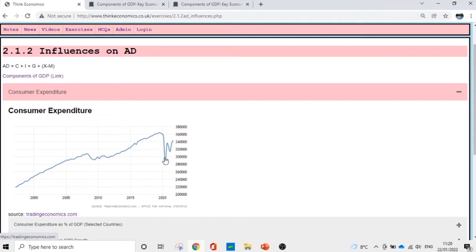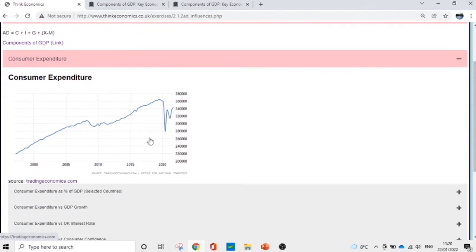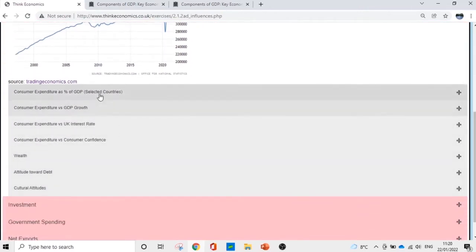Lockdown meant that we couldn't spend anything. Then we eased restrictions, and then back down and back up. So that's sort of what's happening. And this summarizes the different things that affect consumer expenditure. We'll just go through each one of those in turn.